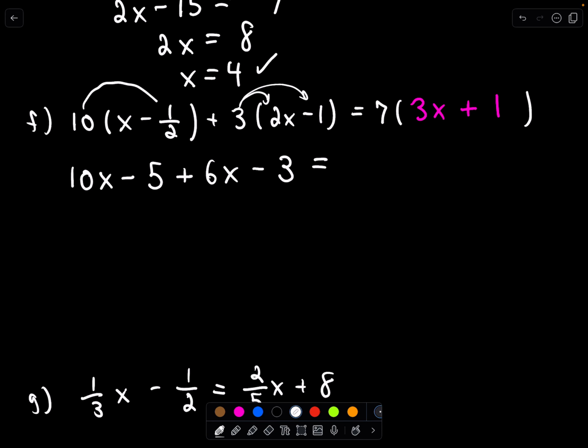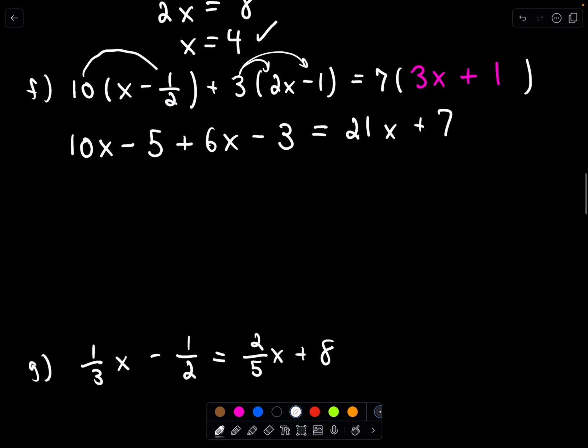And let's do our distributing on the right. 7 times 3x is going to be 21x. 7 times positive 1 is going to be positive 7. And again, I'll combine like terms on the left. So I've got 10x and a 6x. That's going to leave me with 16x. Negative 5 minus 3. That looks like negative 8.